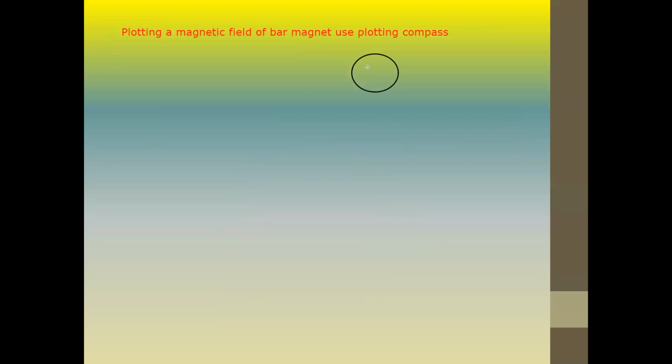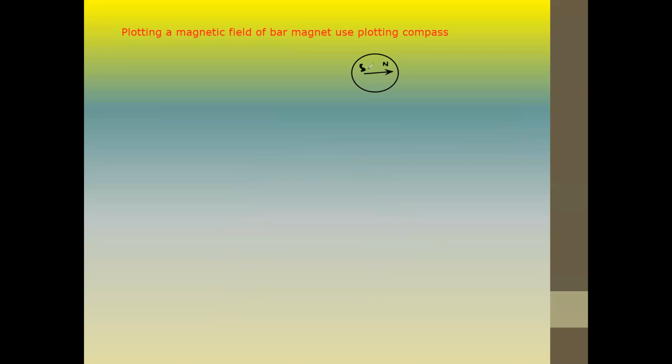The plotting compass itself has a needle. So this is a plotting compass. The plotting compass needle itself is a magnet. The arrow, the head, is the north pole and the tail is the south pole.